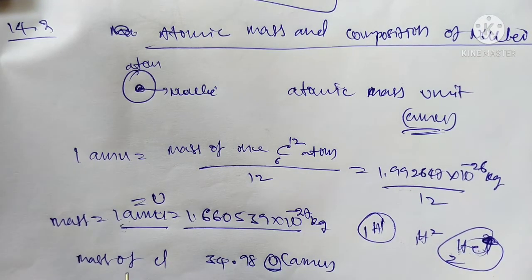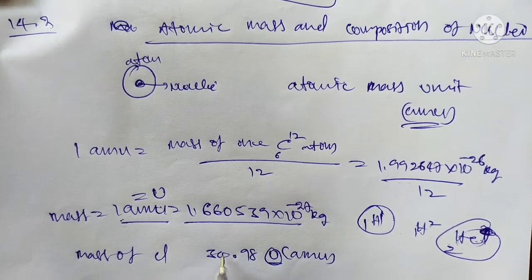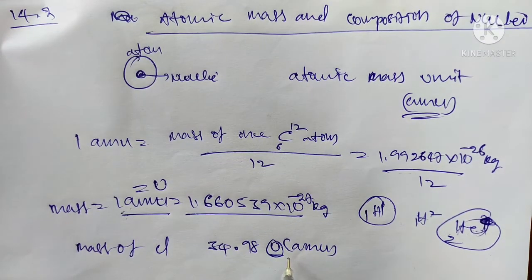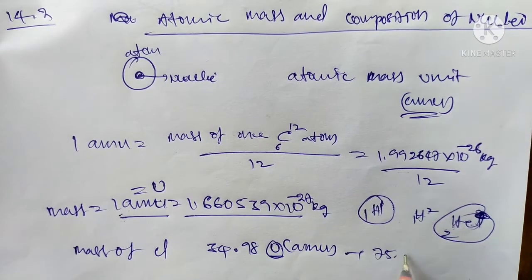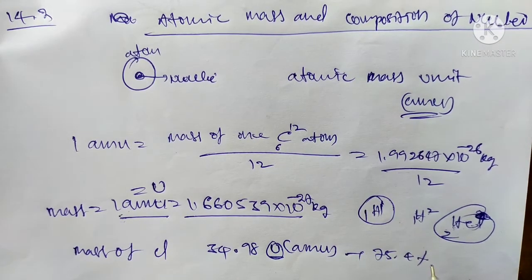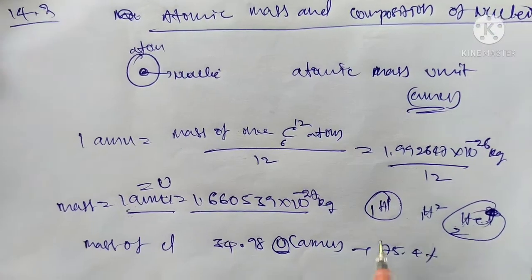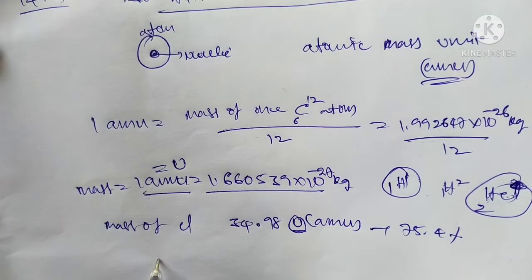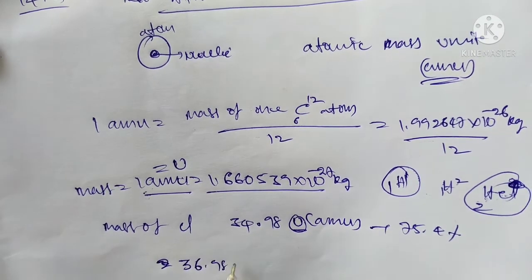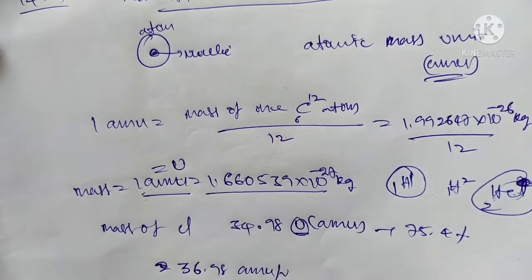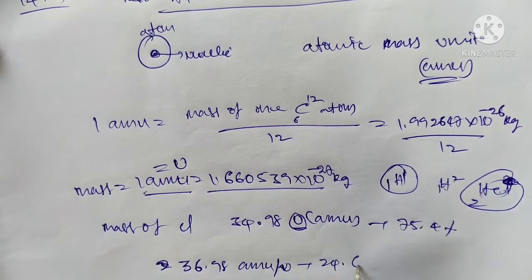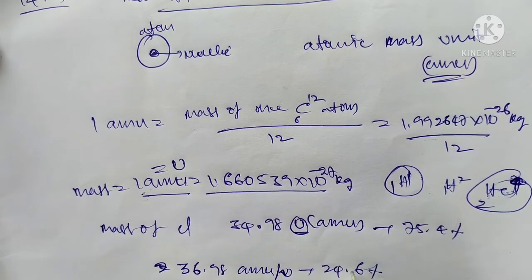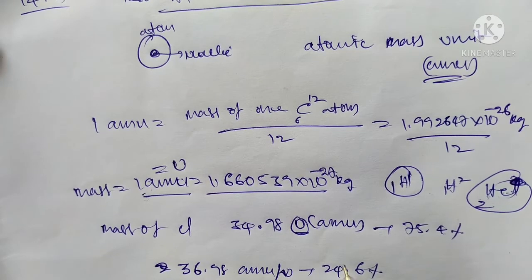In the case of chlorine, one mass is 34.98 atomic mass units, which is 75.4 percent. The remaining mass is 36.98 AMU or U, which is 24.6 percent. That is the mass composition of chlorine.